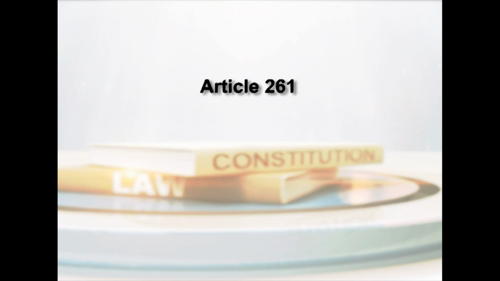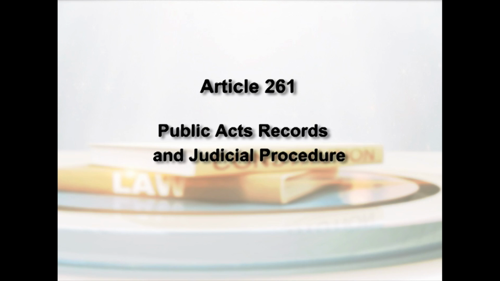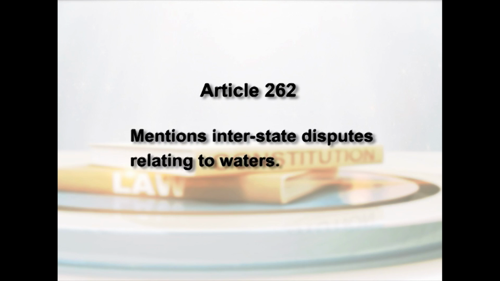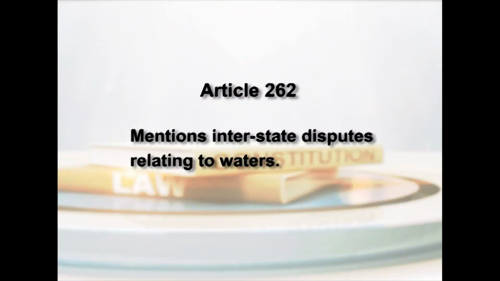Article 261 deals with Public Acts, Records and Judicial Procedure. Article 262 tells about interstate disputes relating to waters. We know that we are having lots of rivers, and we know that an interstate river dispute is not a very unusual phenomenon. Article 262 provides for adjudication of disputes relating to waters of interstate rivers or river valleys.